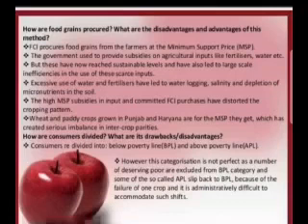subsidies on inputs and committed FCI purchases have distorted the cropping pattern. Wheat and paddy crops are grown in Punjab and Haryana for the MSP they get, which has created serious imbalance in inter-crop parities.